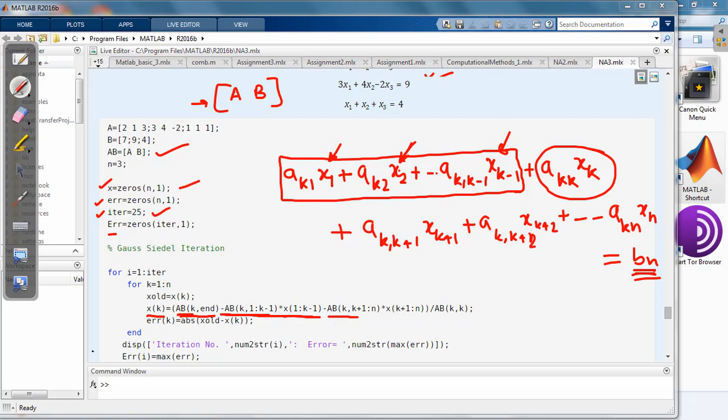And then minus this part, the remaining x values which are not already updated, which basically use the previous values of x, and these coefficients are there. So in this way you divide by akk and you will get xk. This is how in the Gauss-Seidel method you can find out x.